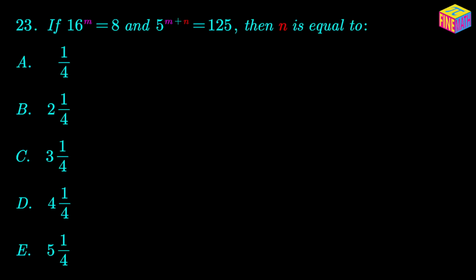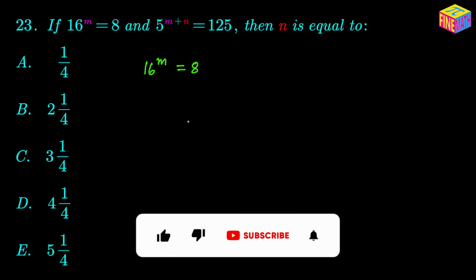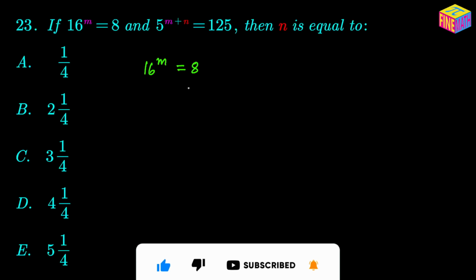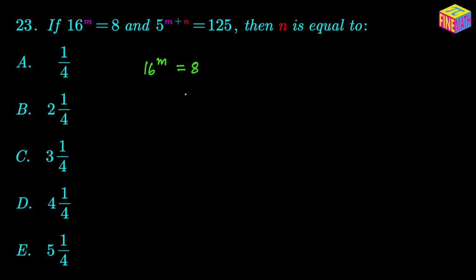So here we have been given that 16 to the power m is equal to 8. Now this is like an exponential equation, and to solve this type of equation, what do you have to do? We either have to bring them to the same exponent or the same base. In this case, I'm thinking it would be easier to bring them to the same base on both sides of the equal sign. Because 16 is a power of 2 and 8 is also a power of 2, right?